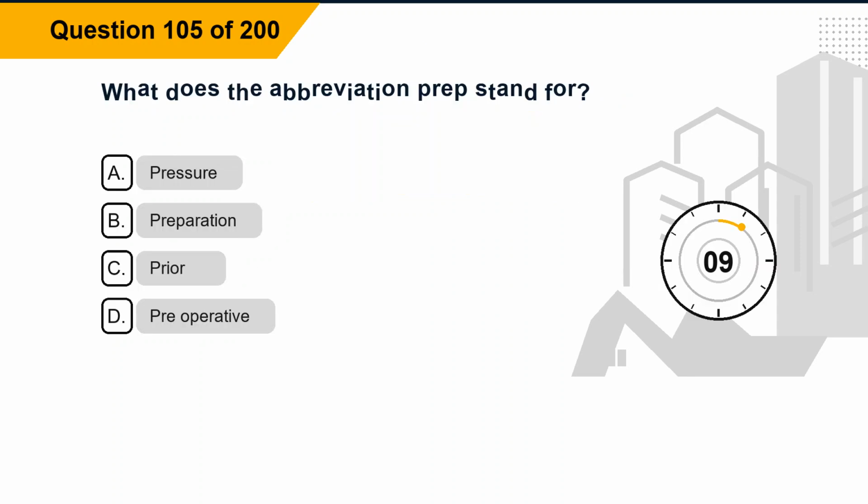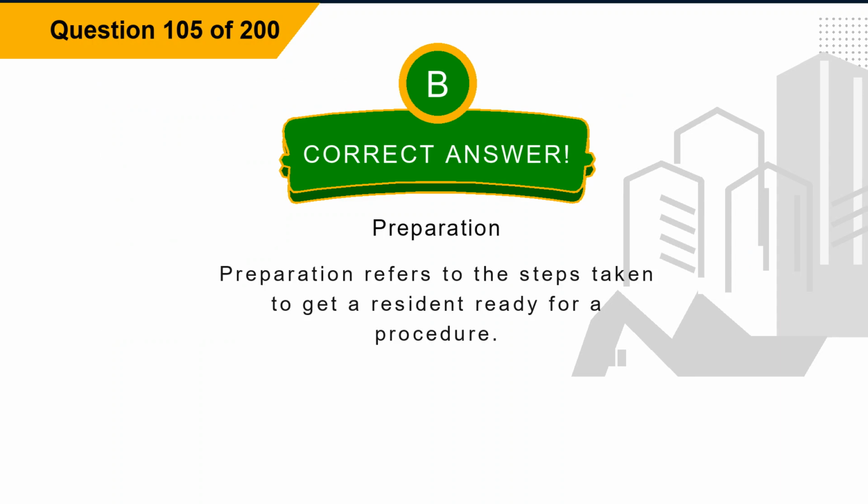Question 105. What does the abbreviation PREP stand for? Option A, pressure. Option B, preparation. Option C, prior. Option D, preoperative. The correct answer is option B, preparation. Explanation. Preparation refers to the steps taken to get a resident ready for a procedure.